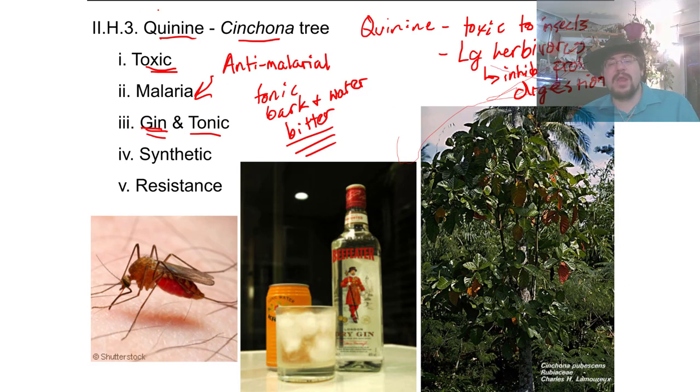We now have synthetic quinine, so we can produce it in a lab. However, the plasmodium of malaria is becoming resistant to the synthetic quinine, which means we're actually starting to see a comeback of good old 1600s to 1900s gin and tonic. Well, at least tonic with the naturally sourced quinine.